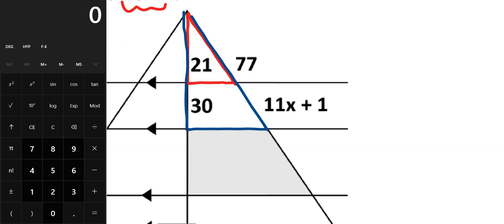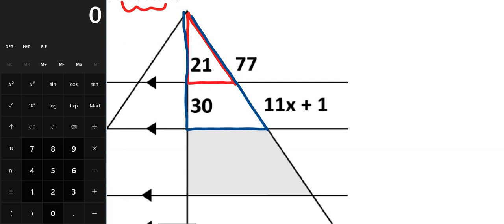We have no way of knowing if these two points here are midpoints. That is not at all what we are told. We have no congruent symbols here. They don't tell us anything like that. So don't assume that 77 is equal to 11x plus 1. Absolutely not. Let's think what else we do know, though.